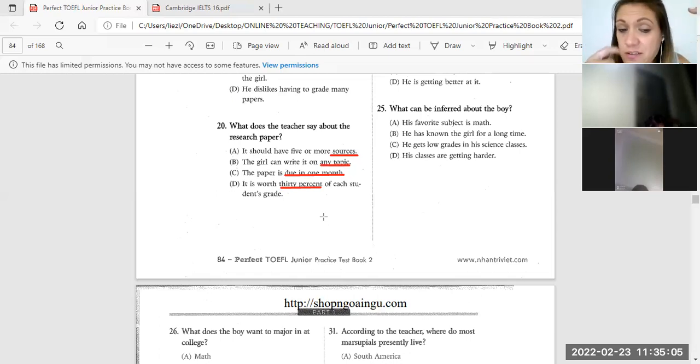Okay, can you hear there? The teacher is talking about the sources. He says you have to have several sources, 5 at least, but I would prefer more. Okay, I'm also thinking A, but let's just listen to the whole conversation.